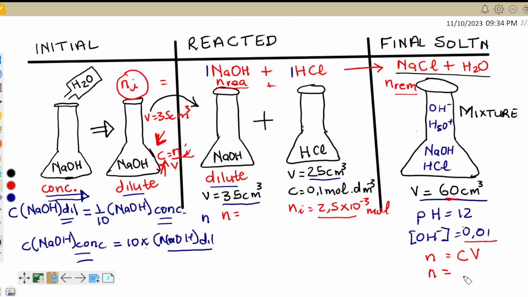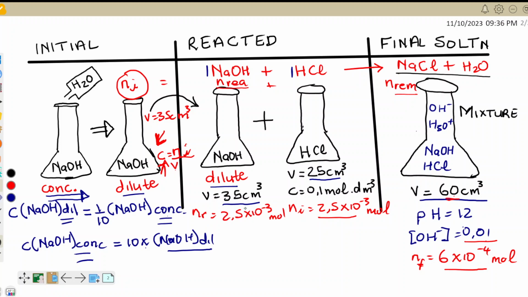In other words, now we do have the number of moles here. It's 6 times 10 to the power negative 4. So to find the number of moles now in the reacted solution, or the solution that reacted with this acid, since the ratio between the acid and the base is 1:1, the number of moles of this HCl is equal to the number of moles of this base. So the number of moles of the base is also 2.5 times 10 to the power negative 3.